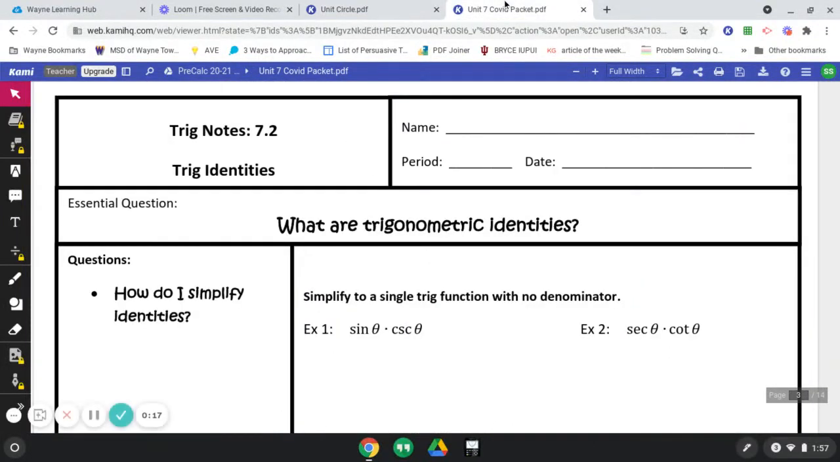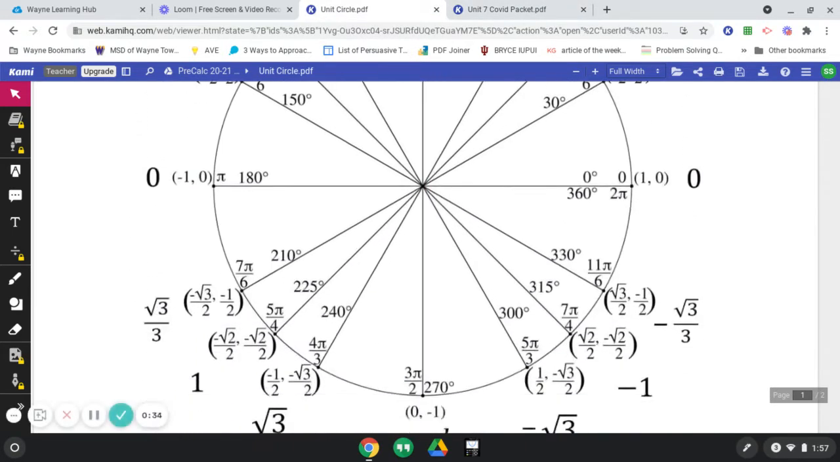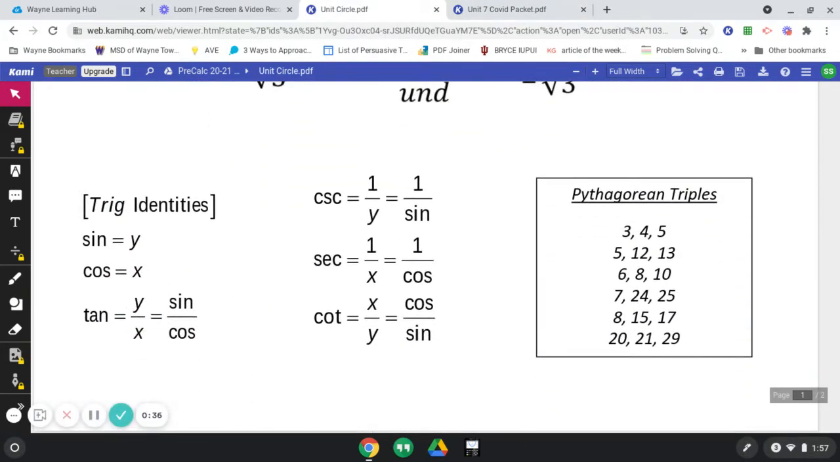All right, so we're going to be doing trigonometric identities today, and we're just going to be simplifying these. So simplify to a single trig function with no denominator. So for example number 1, I have sine of theta times cosecant of theta. And on your unit circle, you've got these identities down here at the bottom.